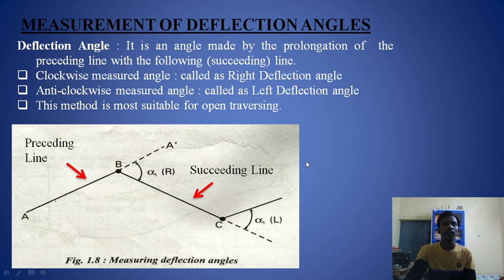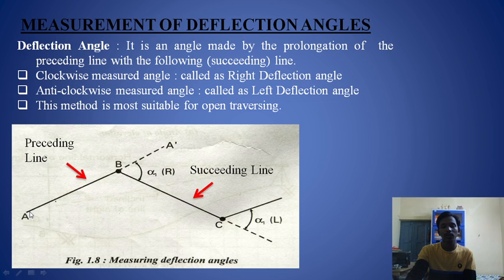Now let's move to the other topic, measurement of deflection angles. See, the angle which is subtended between the prolongation of the preceding line and the succeeding line is known as the deflection angle. Here you can see station B is the main point. Here the lines AB and BC are the two lines. Here AB is the preceding line. AB is the line which is behind station B. Now the line BC is forward, which means the line BC is in the forward position.